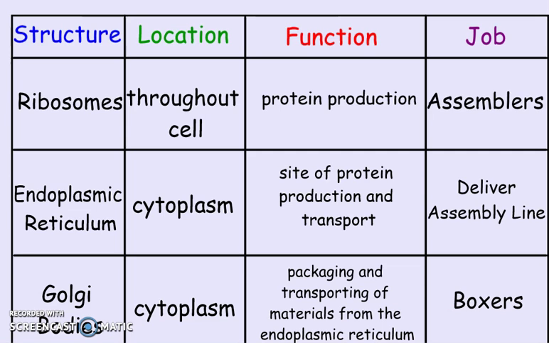And then we also have Golgi bodies, which are also in the cytoplasm. And their job is to package and transport those materials from the endoplasmic reticulum. So they would be like boxers. So no, not like underwear boxers or the athletes like Muhammad Ali, but boxers where they are packaging that material. So they're putting them into boxes like if you were moving.